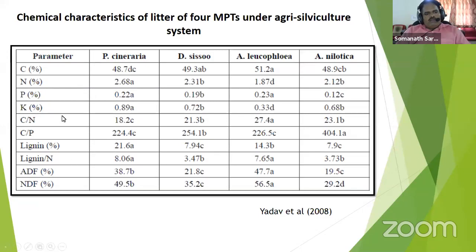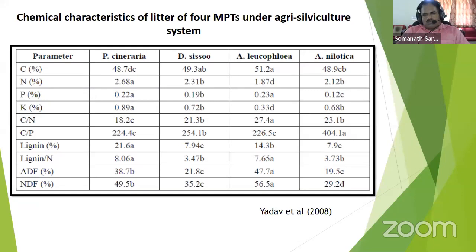The C:N ratio is very important for the decomposition of leaf litter. Where the C:N ratio is high, the decomposition rate is slow. In comparison of these four tree species, the low C:N ratio is in Prosopis cineraria, commonly known as the Khejri tree species. It has the lower C:N ratio, and the decomposition rate of its leaf litter is very high as compared to the other species.